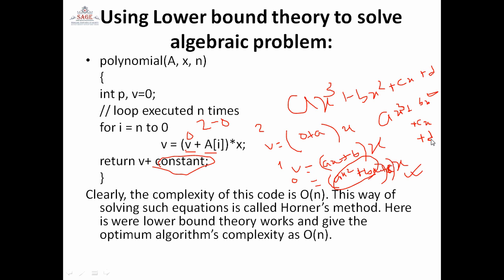This is p. So that is how we are going to see that we have used only a for loop to solve this problem, and the complexity is going to be n. And this way of solving such equation is called Horner's method. Okay, and we are going to get the lower value of n. So there is no algorithm which will give you the complexity lesser than this n itself.